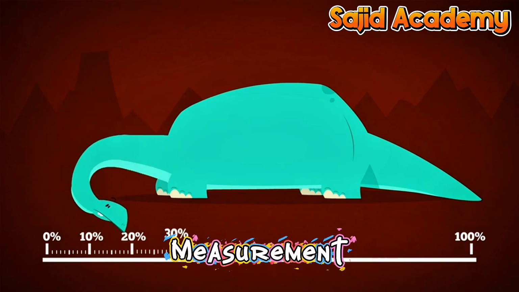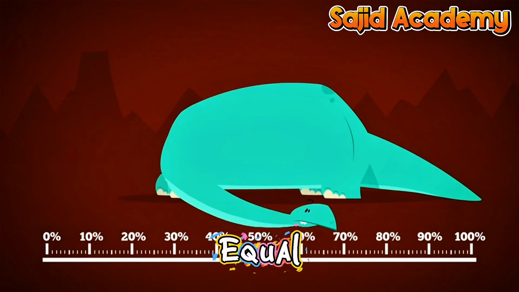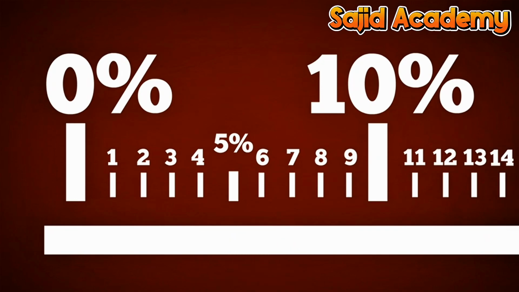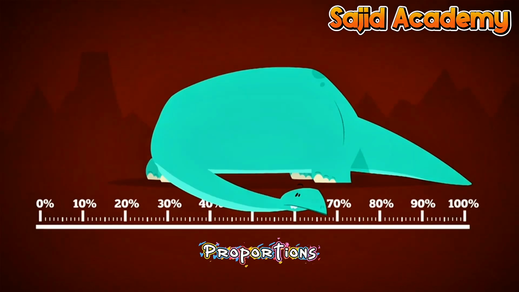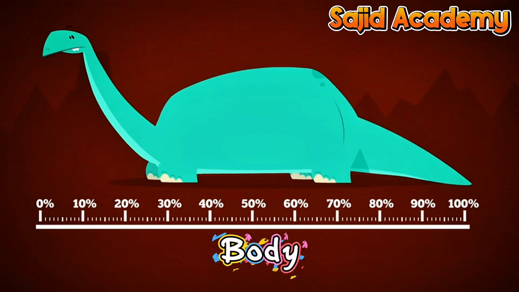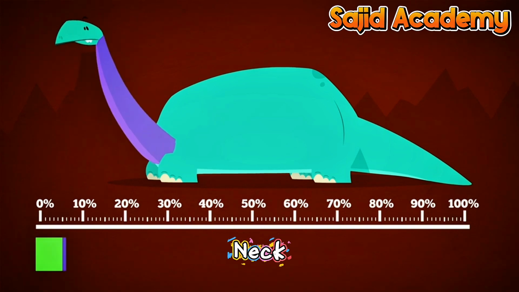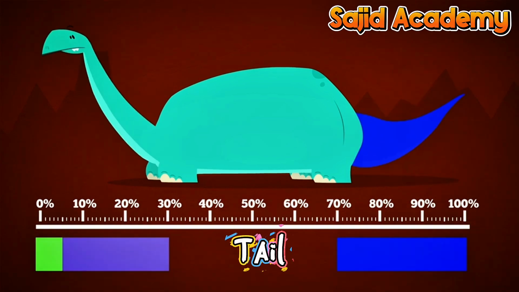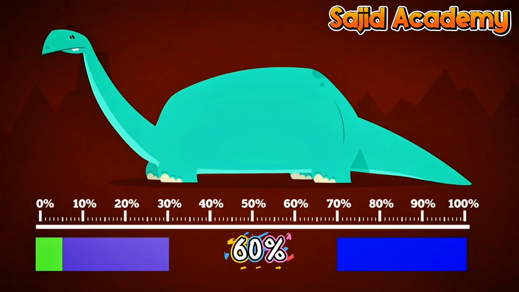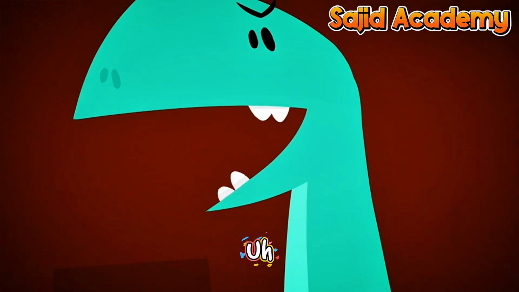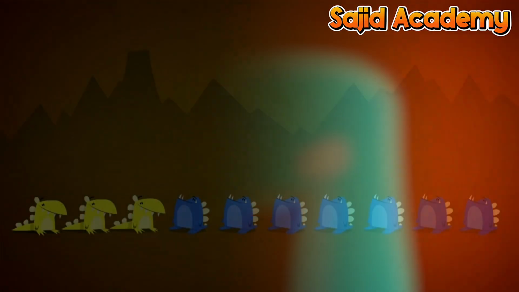Think of any measurement or object split into 100 equal bits. Each bit is 1% of the whole thing. We can use this idea to work out the proportions of this dinosaur's body. The dino's head makes up 5% of the length of its body. His neck is 25% and his tail is 30%. That's 60% so far, leaving 40% for its giant tummy. Oh, sorry, not so giant tummy.